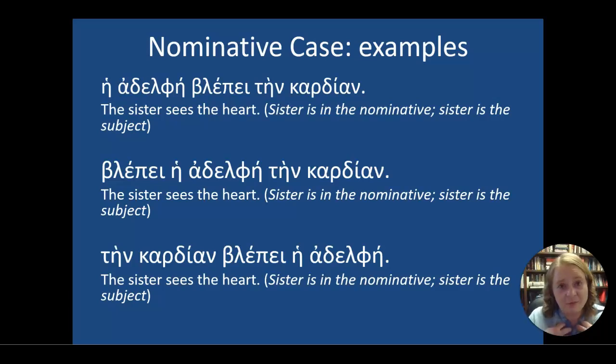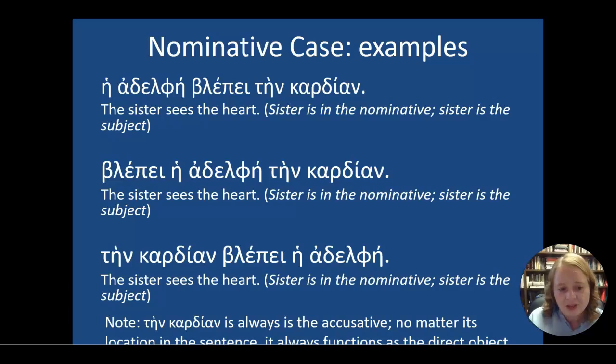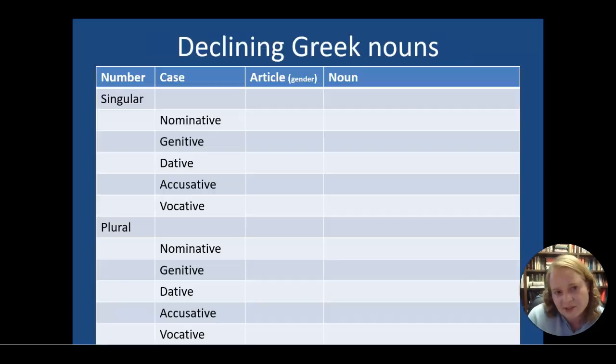I'm trying to really emphasize to you why it's important to learn the cases, especially this nominative case, the subject case, because that helps you figure out what the sentence is, and you will translate the sentence wrong if you're just trying to work from left to right. That's not how this language works at all. This language relies on the cases. Okay. Note, tein kardian is always in the accusative. No matter its location in the sentence, it always functions as the direct object in this case.